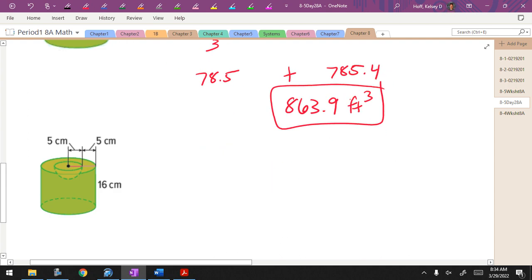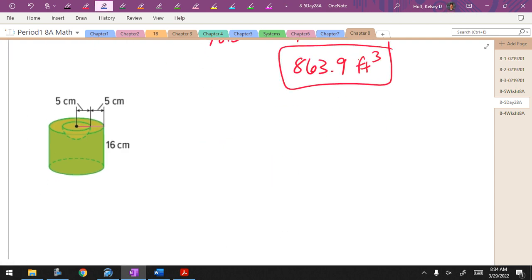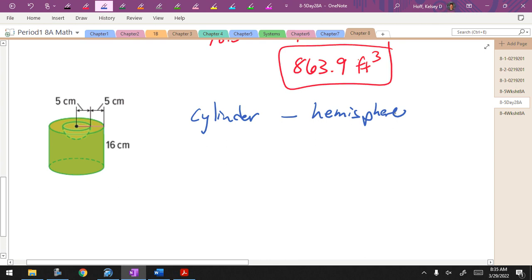All right. One more. What do you see here? A cylinder, and I like your terminology there, a hemisphere. Are we going to add those or subtract them? You're going to subtract them. It's like a tub of ice cream, right? We scooped out some ice cream. So we need to start with the cylinder, and we're going to subtract the hemisphere. Pi radius squared height. Cylinder. What's the radius of that cylinder?